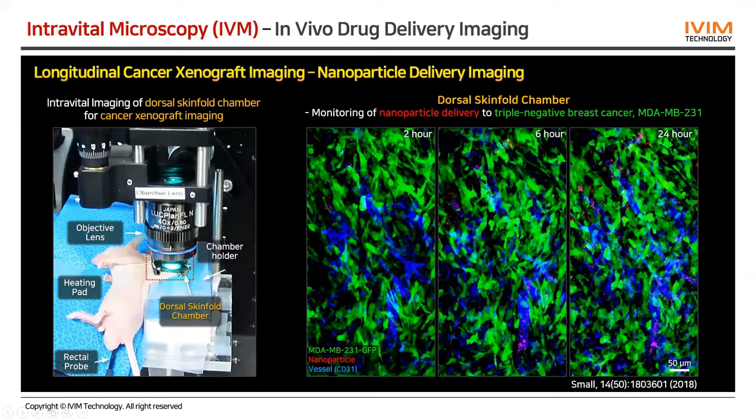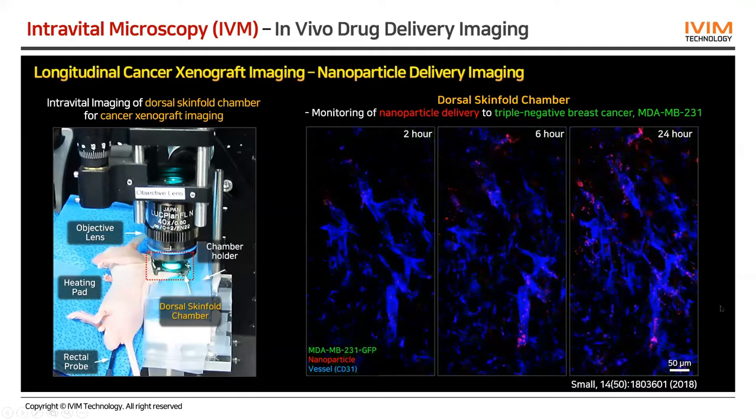So the advantage of using this skin dorsal imaging chamber is we can image the same microscopy site over a very long time. So in this case, it's 24 hours. So let me remove the green color. So now you can see more clearly.